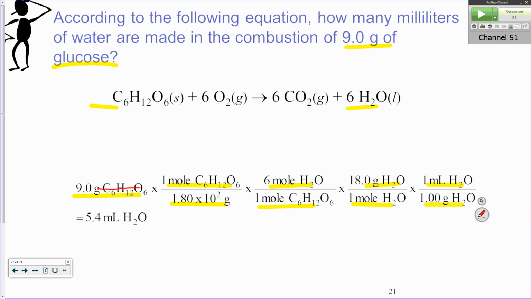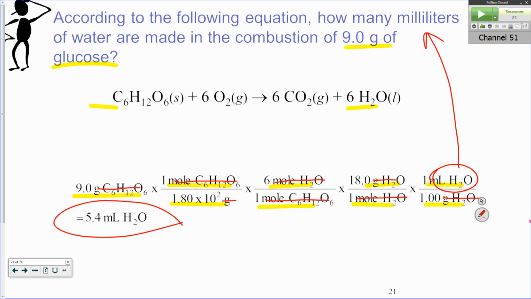Grams of glucose and grams of glucose cancel out. Moles of glucose and moles of glucose cancel out, top and bottom. Moles of water, top and bottom cancel out. Grams of water, top and bottom cancel out. I'm left with milliliters, which is way back what the question asked for.